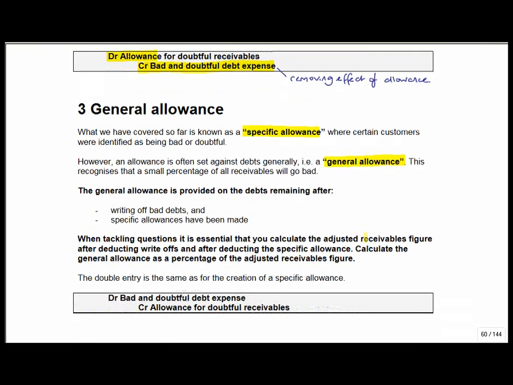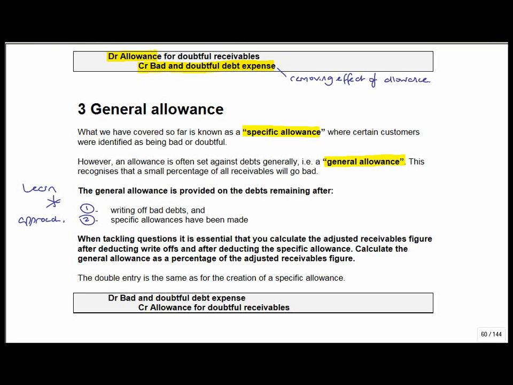Most businesses are going to go about calculating it in a particular way. Again, you need to learn the order in which you do things. So we're going to learn this approach. First of all, you're going to deal with writing off your bad debts. That's the first thing to look for. And then secondly, you're going to identify whether you've got any specific allowances that you need to make.